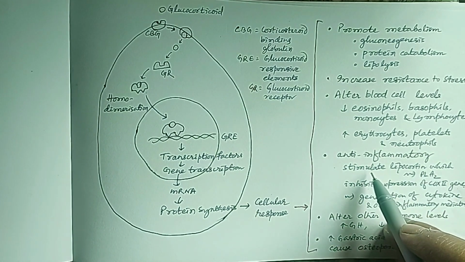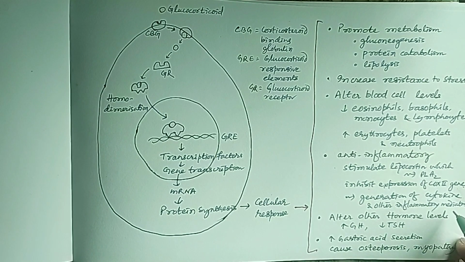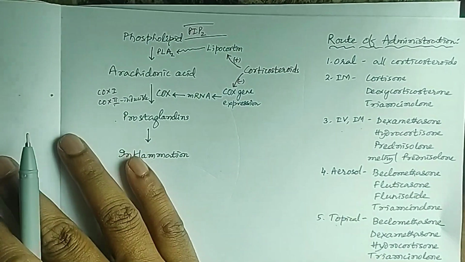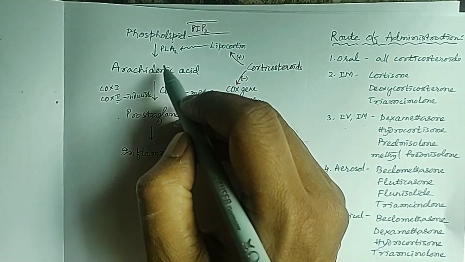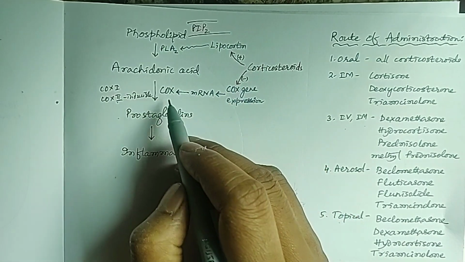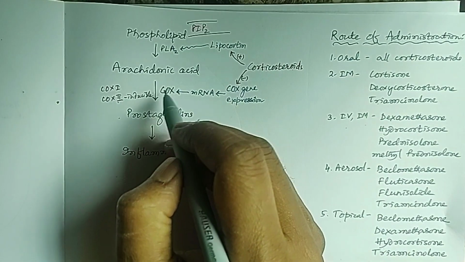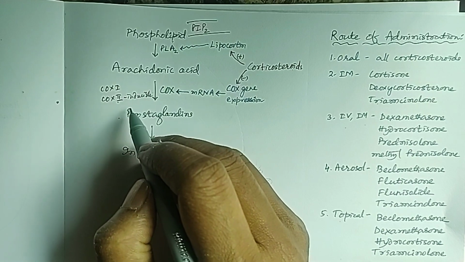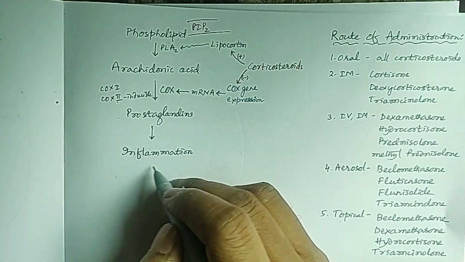They show anti-inflammatory actions by stimulating lipocortin, which inhibits phospholipase A2, inhibit expression of COX-2 gene, and inhibit generation of cytokines and other inflammatory mediators. So all these actions are there to show their anti-inflammatory effect. And if you see here, phospholipids, because of phospholipase A2 action, produce arachidonic acid, then arachidonic acid by action of cyclooxygenase COX produces prostaglandin. COX can be COX-1, which is constitutive, present always, or COX-2, which is inducible during inflammation or injury, and then these prostaglandins cause vasodilatation, edema, and produce inflammation.